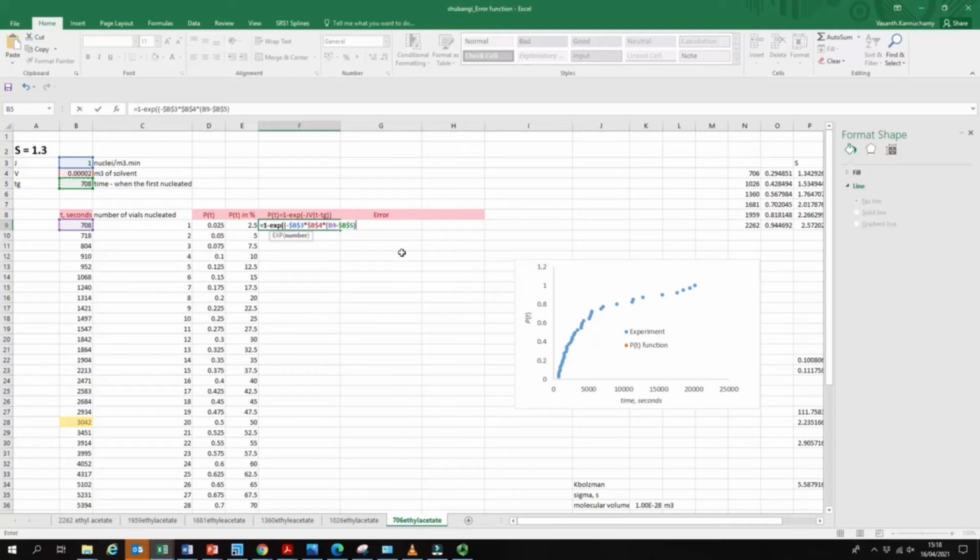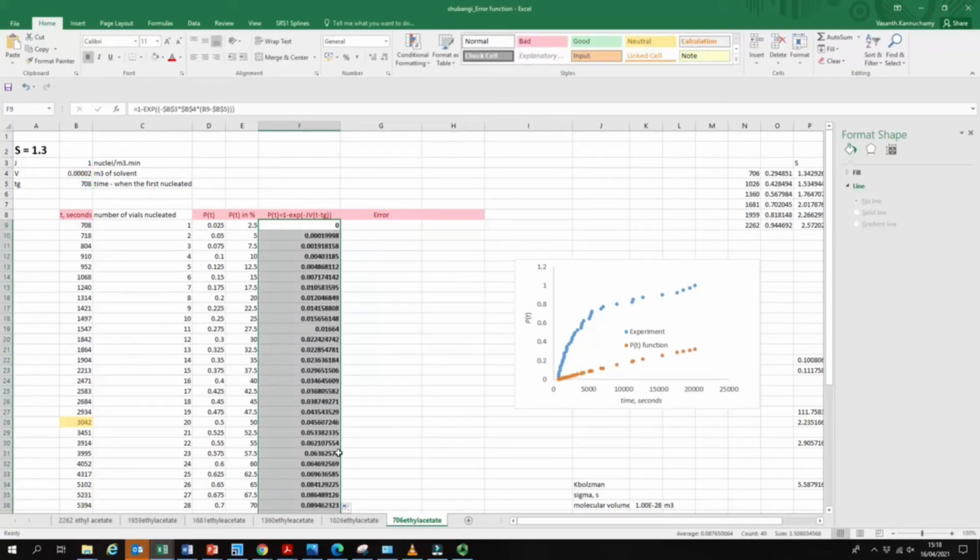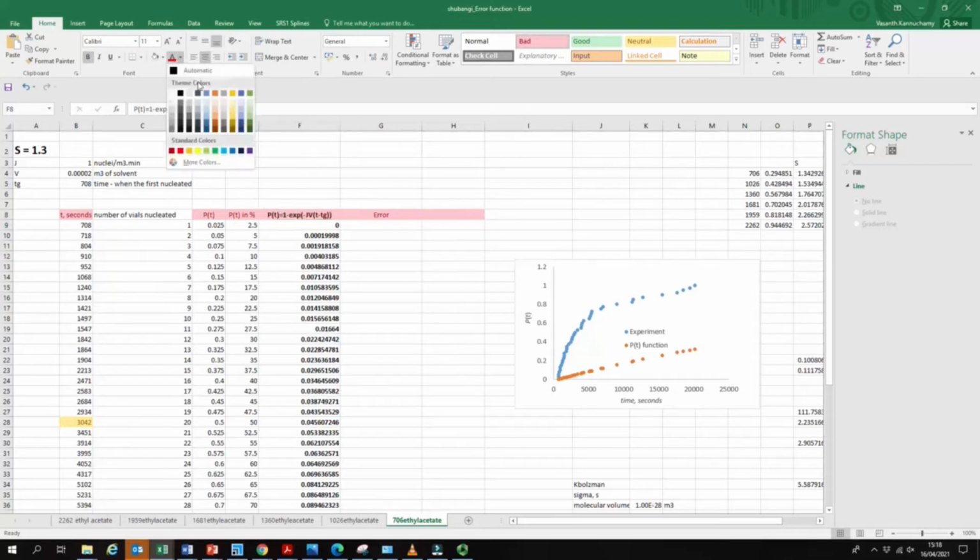I hope you all know how to use an Excel sheet. Let's close this bracket. Everything looks fine. Just double click, and you get some value. What it says is, if your nucleation rate is equal to 1 nuclei per meter cube per minute, this will be the predicted value. Obviously this deviates from the actual experimental value. So we are going to calculate the error distribution between the predicted probability, which we calculated using this particular function, and the experimental one. Let's change some color.